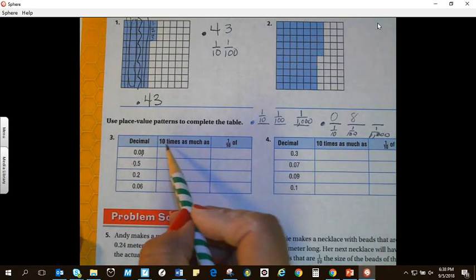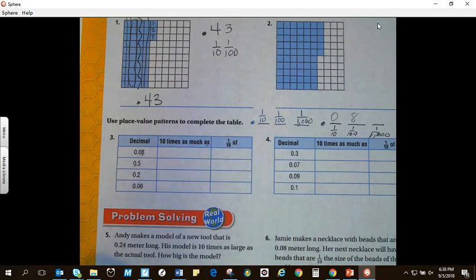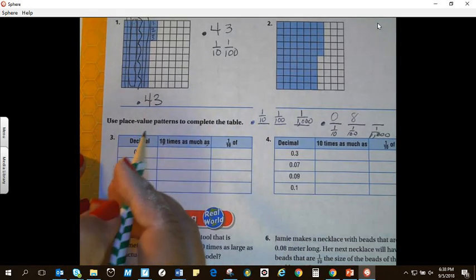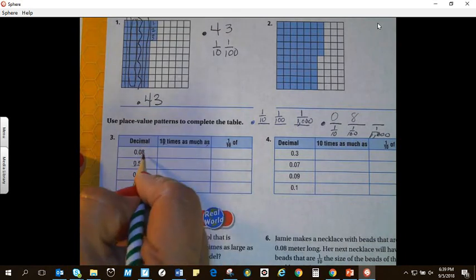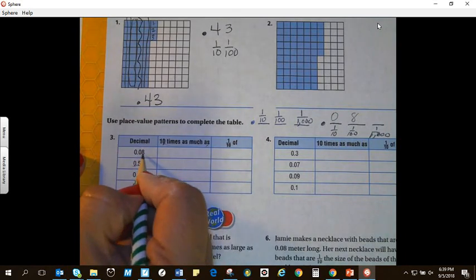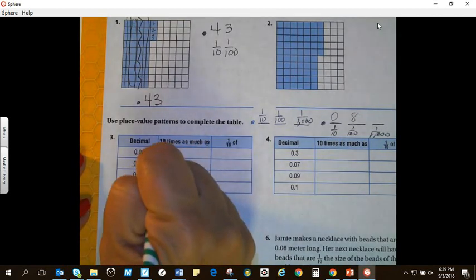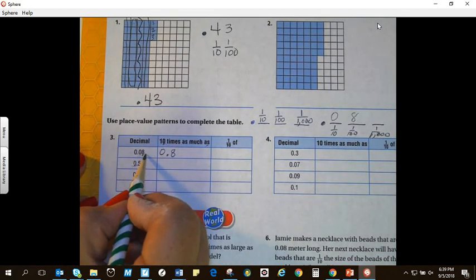Now, it said it's 10 times as much. All right, so now we know that if it's 10 times as much, you have that 1 0 here. We're going to move the decimal over. The number's going to get bigger because it's 10 times as much. And so now, what is larger than 8 hundredths? I heard somebody shout it out. You're absolutely right. 8/10 is a larger value than 8 hundredths.